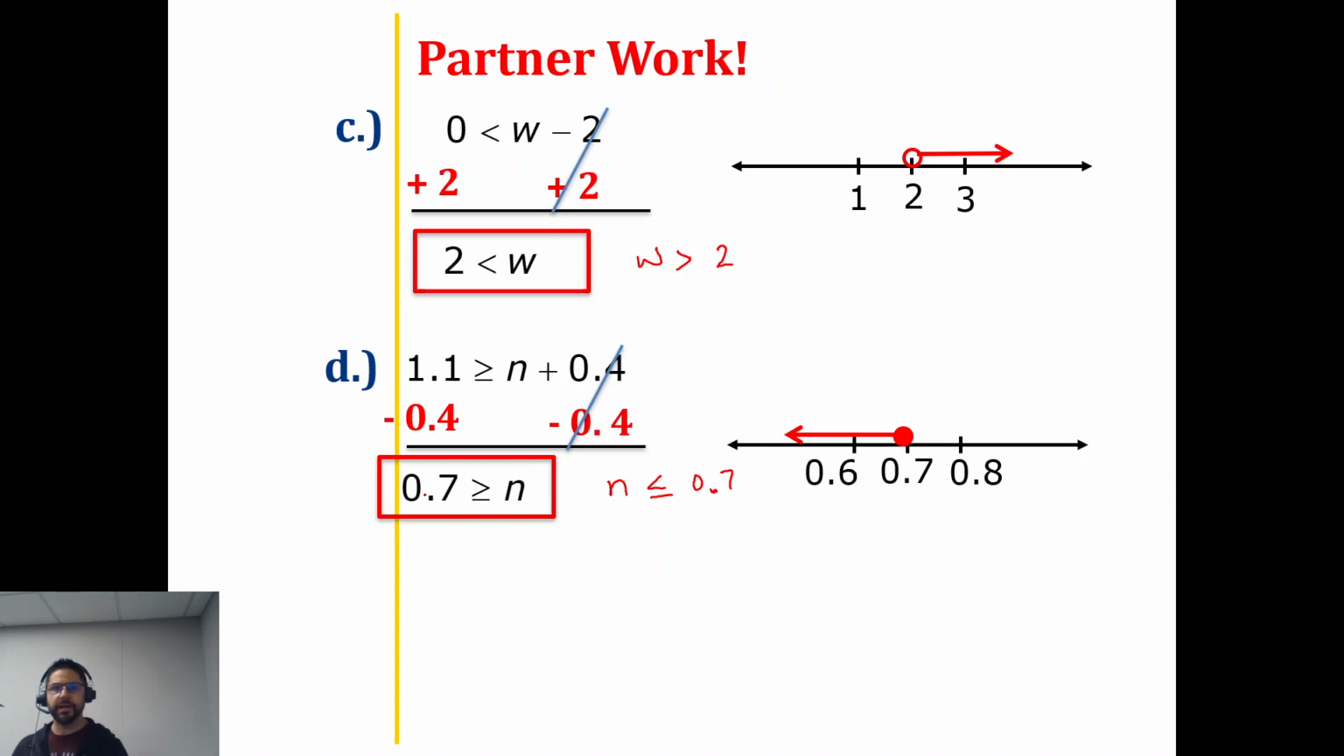Go ahead and pause the video, please, so we can pass out the worksheet and look at just a few problems together before you guys work on the remaining part of the worksheet. All right, go ahead and pause and pass out the worksheet, please.